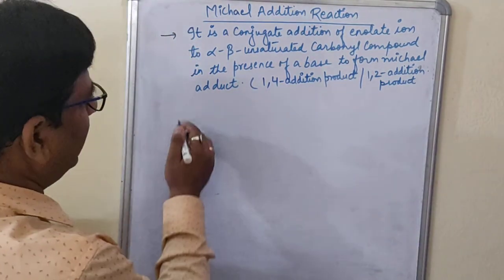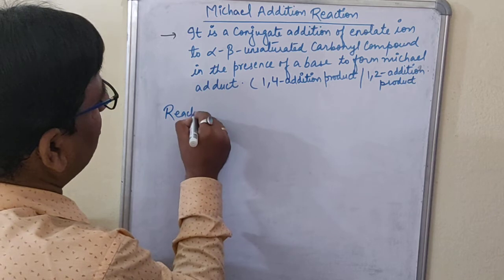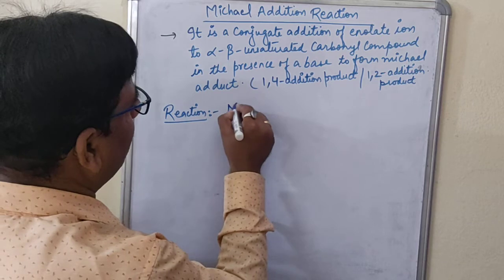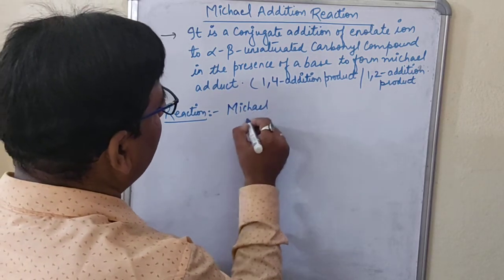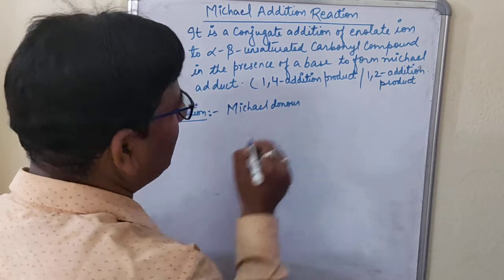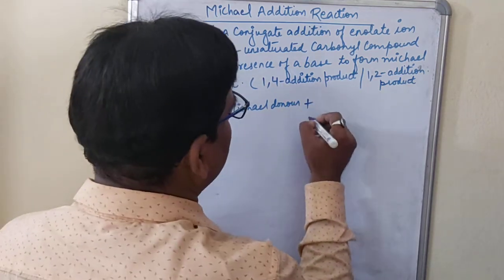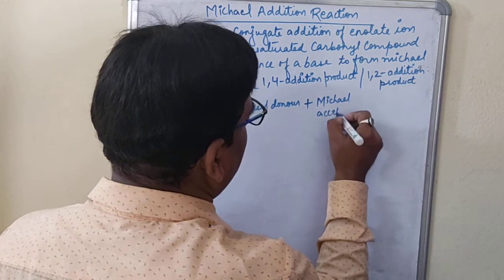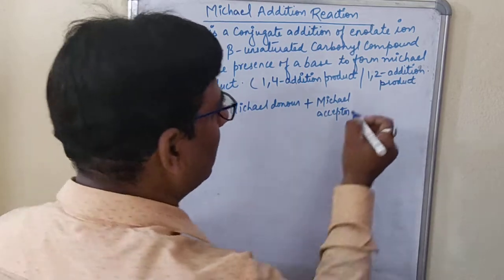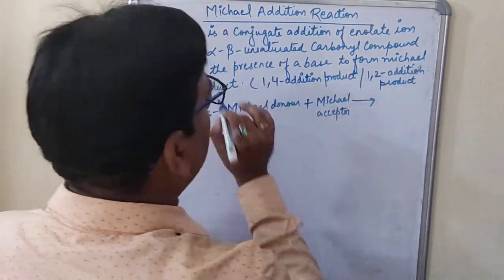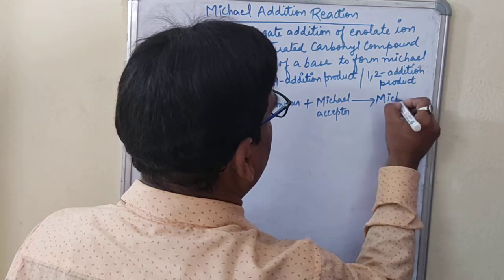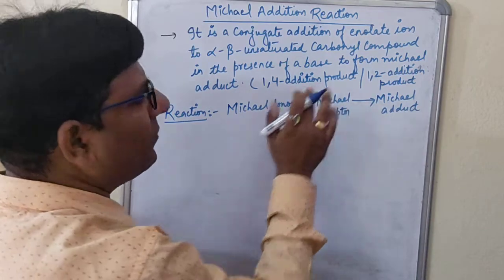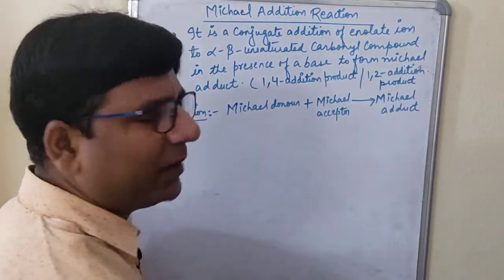So basically, if we talk about the reaction of it, what do we have to choose? We have to take one Michael donor, which can donate the electron, plus it will react with the Michael acceptor, to give what? That is a Michael adduct, and that adduct may be the 1,4 addition product or it may be the 1,2 addition product.